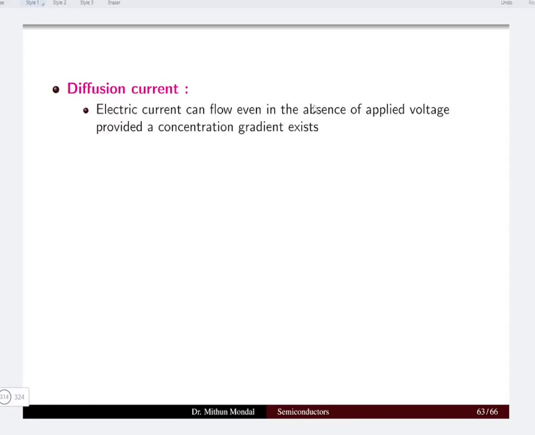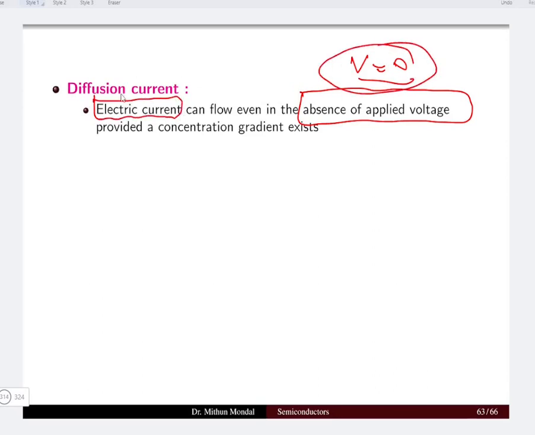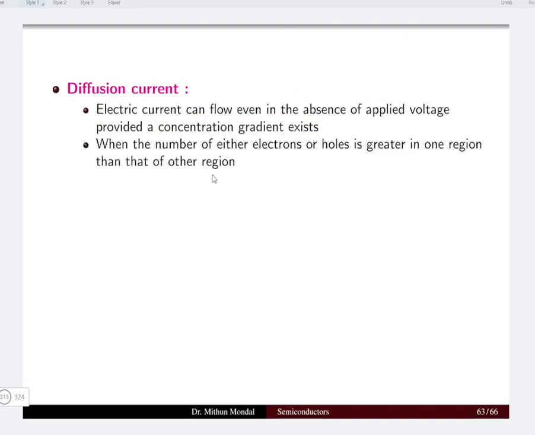In diffusion current, you have the absence of applied voltage. So the voltage will be 0, but the current will flow. Even though the voltage is 0, the current is flowing. How? Because a concentration gradient exists when the charge particles are there. And this depends upon how many electrons and holes are generated in one region compared to the other region, whether in the conduction band or the valence band.